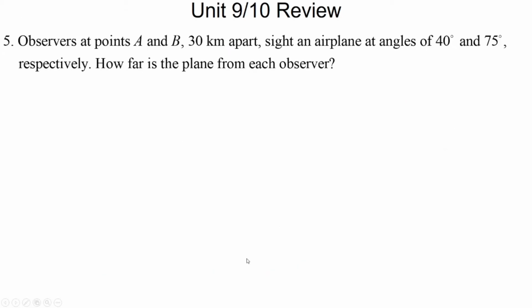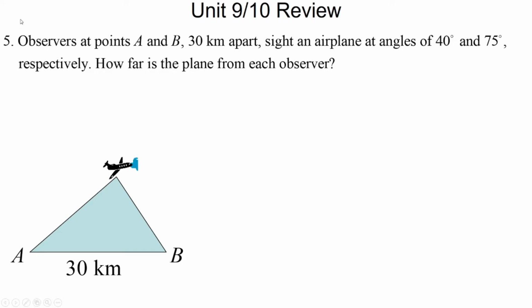Okay. Now, observers at point A and B 30 kilometers apart. Well, let's draw that. So here's point A, here's point B, and that distance is 30 kilometers right there. They sight an airplane at an angle of 40 degrees and 75 degrees respectively. So I'm going to put an airplane up there in the sky, and now I'm going to create a triangle right here. Okay, and could I call angle A the 40 degree angle and this angle B the 75 degree angle?